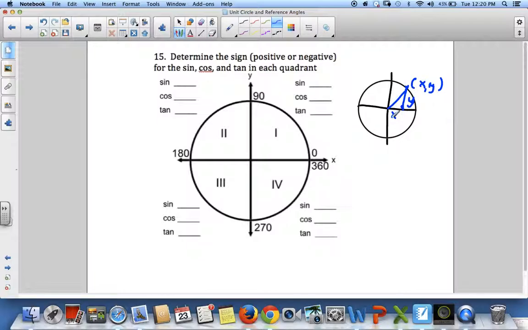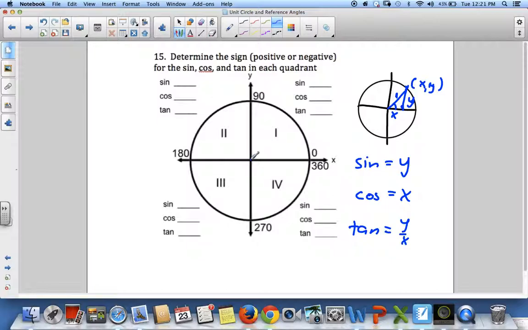So what I want to look at is, and this is 1, because it's a unit circle, meaning the radius is 1. So the sine of the angle is the opposite, which is y over 1, which is just y. And the cosine is the adjacent over the hypotenuse, which is x over 1, or just x. And the tangent is the opposite over the adjacent, which is y over x.